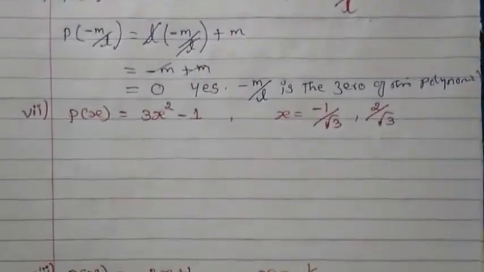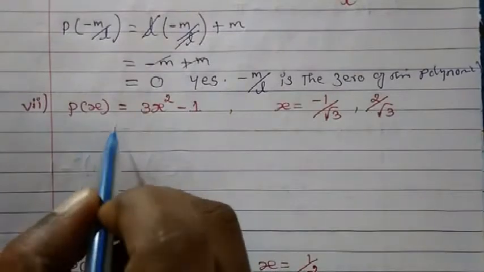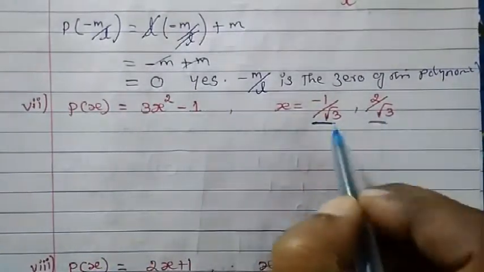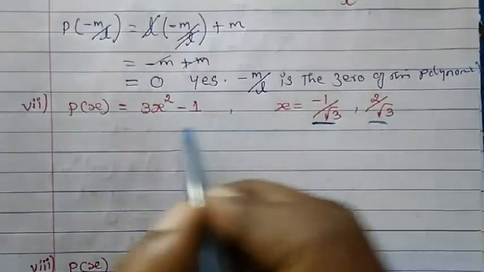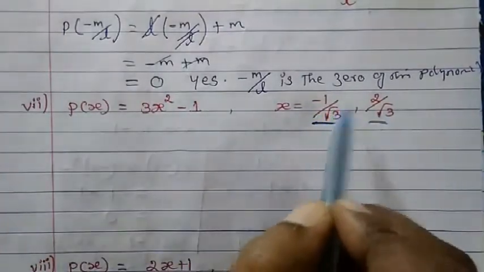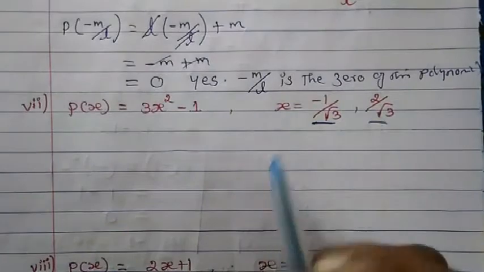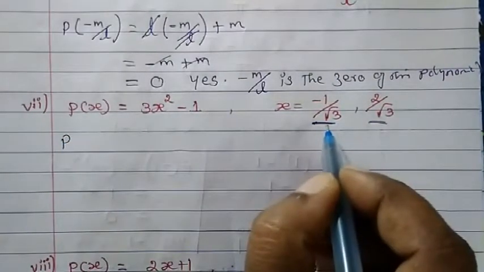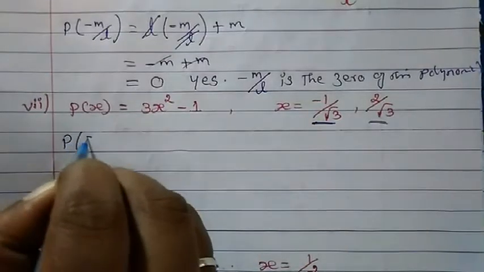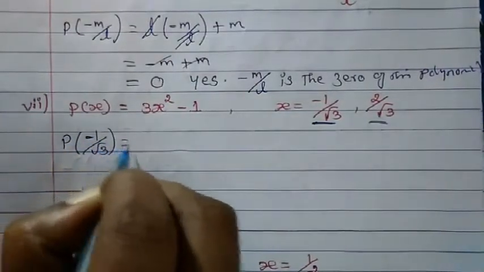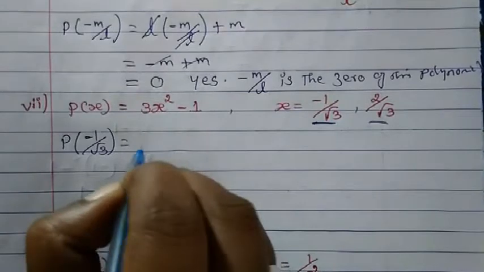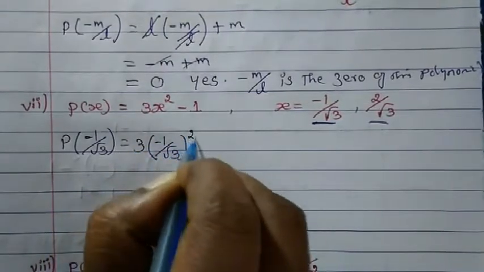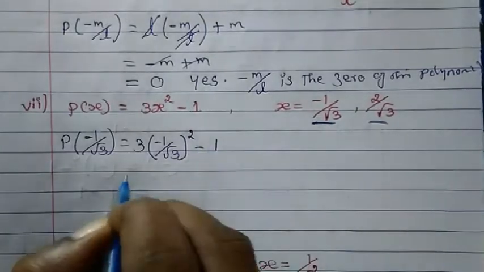Now let's see p of x here. What is given to us? Two values are given to us. So we have to check both, whether they are 0 of this polynomial or not. So let's see one by one. First we will try with minus 1 upon root 3. So minus 1 upon root 3 we have to put in the place of x. So, minus 1 upon root 3 minus 1.